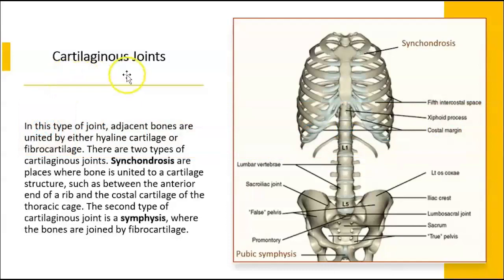So let's take a look at the ones that are joined with cartilage. This is the connection between the ribs and the sternum. That's cartilage. And between the pubis, you have a cartilage. This is called the pubic symphysis.